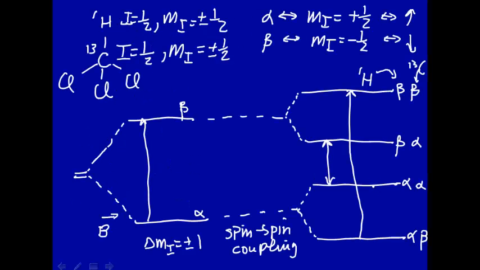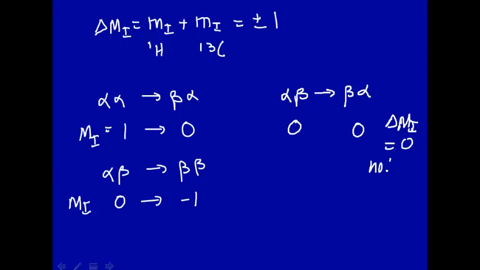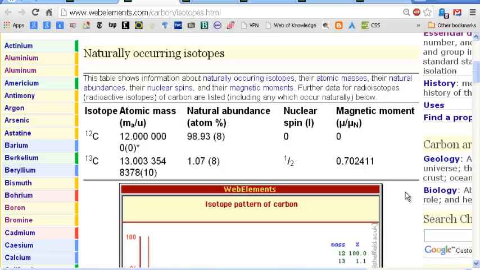And let's look at, say, an alpha beta to beta alpha. Is this transition allowed? I'll put a dotted line here because we're going to find out it's not allowed. Question mark. Well, let's see. Let's go to an alpha beta, and now we're going to a beta alpha. The m sub I here is 0. Plus 1/2 and minus 1/2 is 0. Same way here, m sub I. This is delta m sub I equals 0. That means not allowed. And similarly, so that's not allowed.